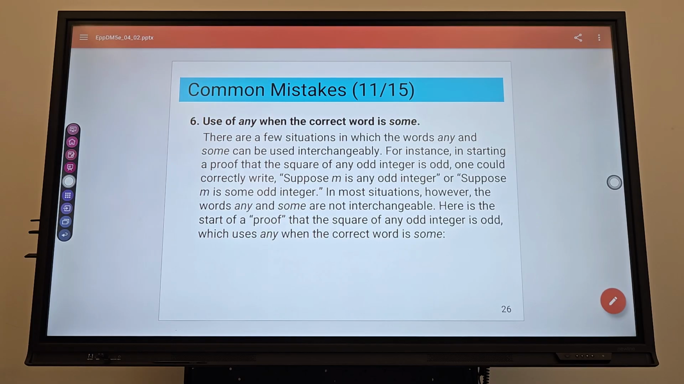Use of any when the correct word is some. There are some situations in which the words any and some can be used interchangeably. In most situations, however, the words any and some are not interchangeable. Here's a proof that the square of any odd integer is odd, which uses any when the correct word is some.